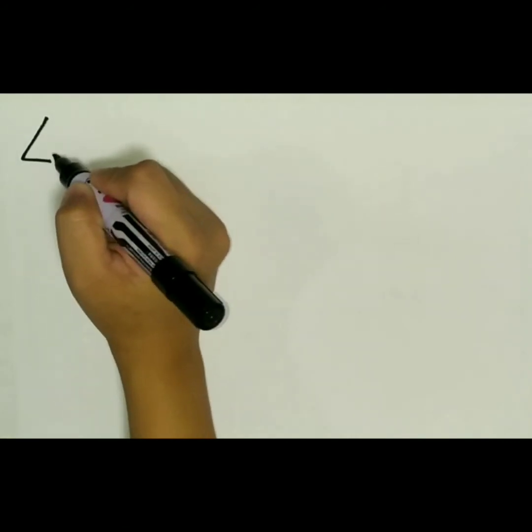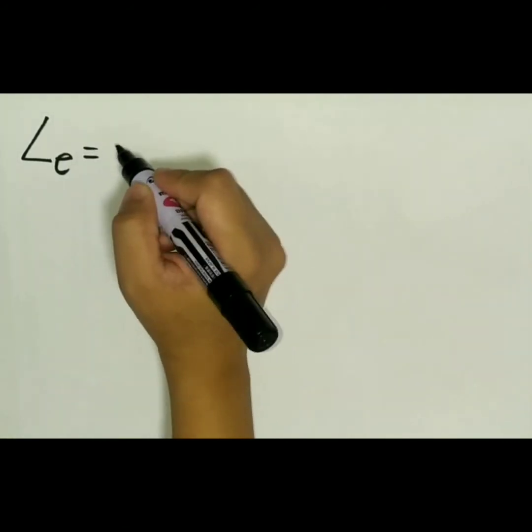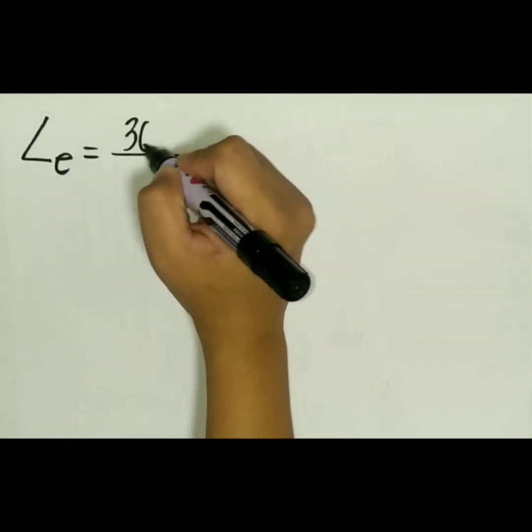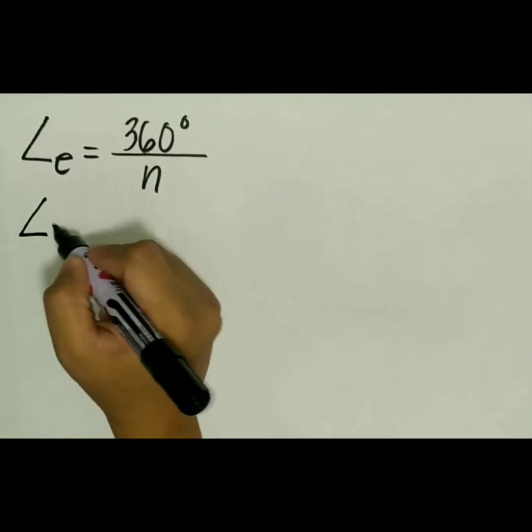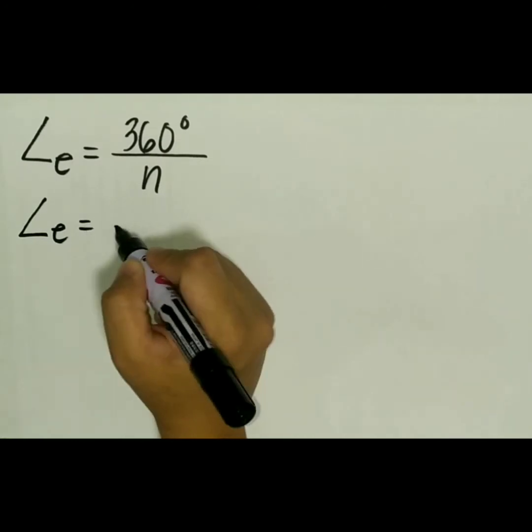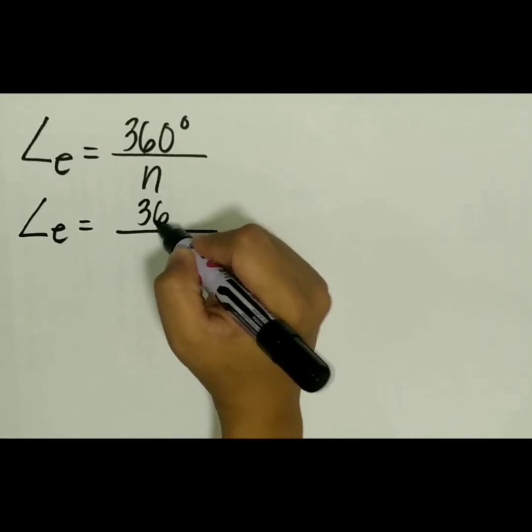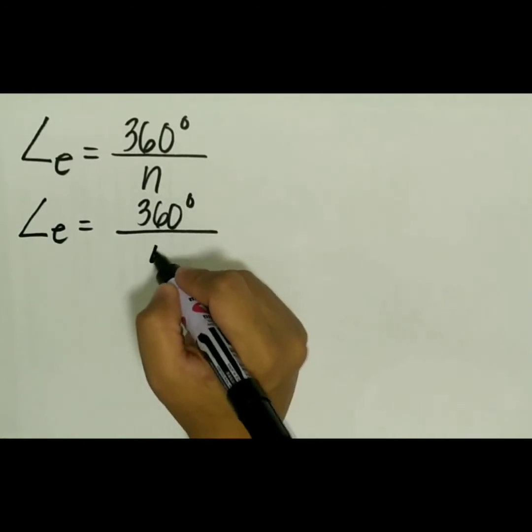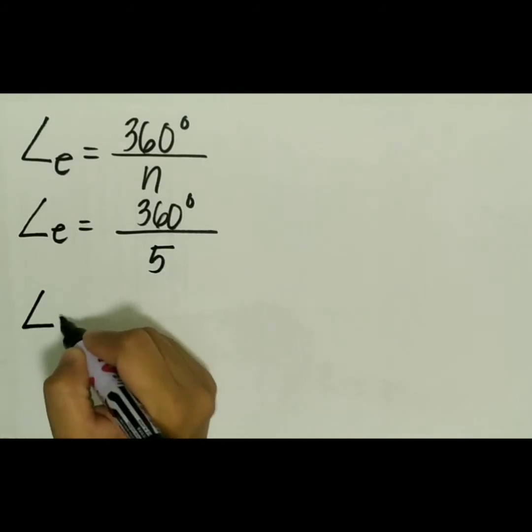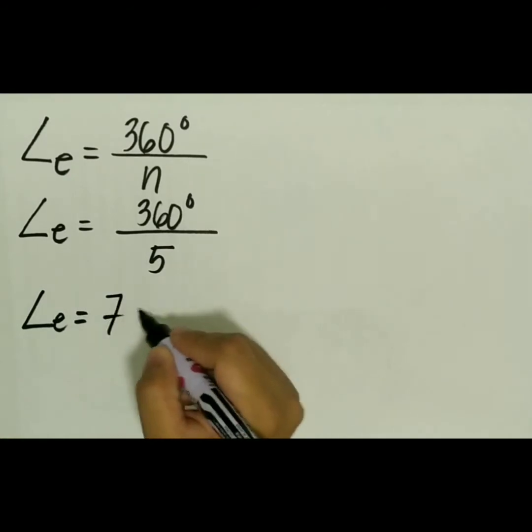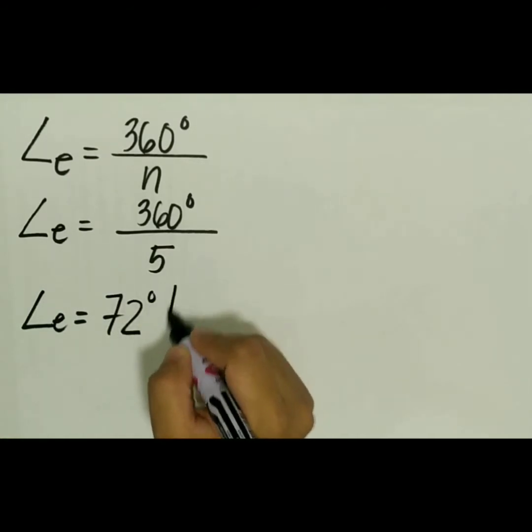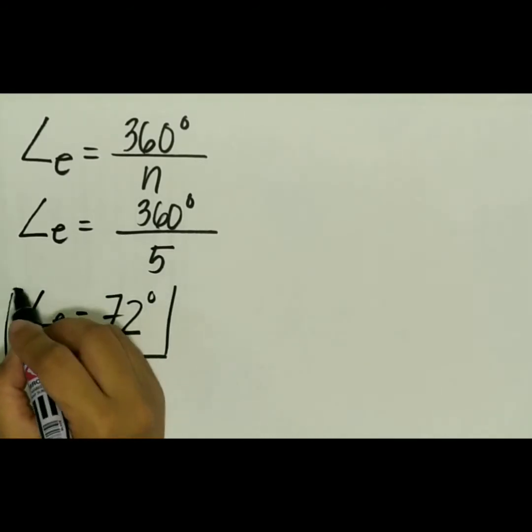Now let us compute the angle of exterior. So we have 360 degrees divided by n for its formula, and 360 degrees divided by n is equal to 5. So we will just divide 360 by 5. So we will have 72 degrees for our exterior angle.